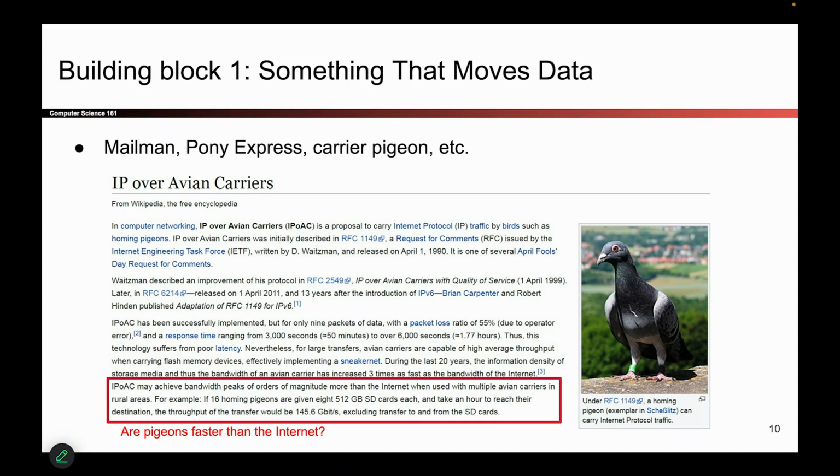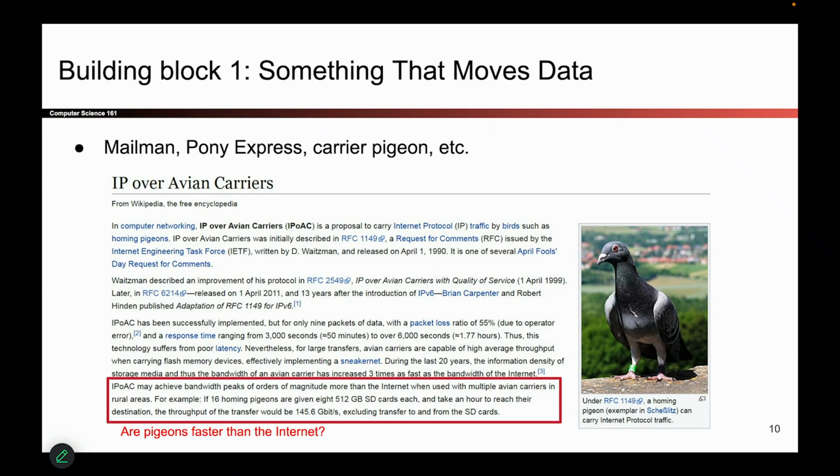So if you want to move data, the first thing we'll need is something physical that can actually move data from point A to point B. So we're looking for some sort of physical, real-life process that can move data across space. Now, if we're thinking in terms of mail, there's lots of different ways that mail can move across space. You could have a mailman who carries a bag of mail. You could have the Pony Express.